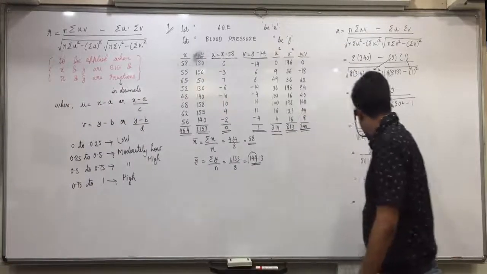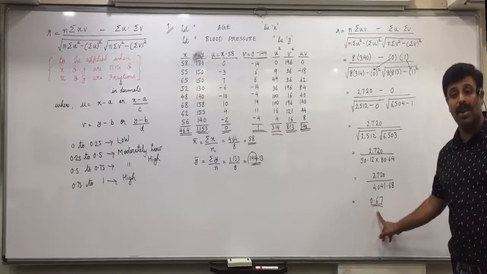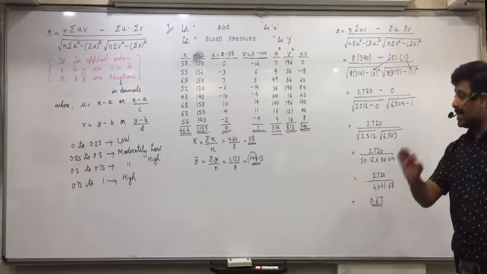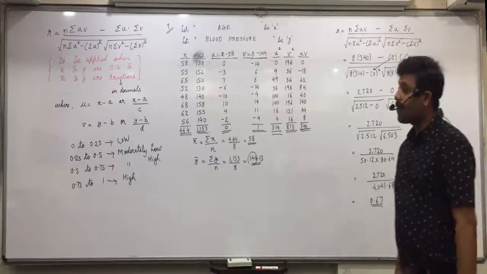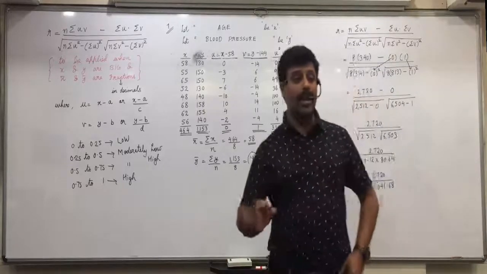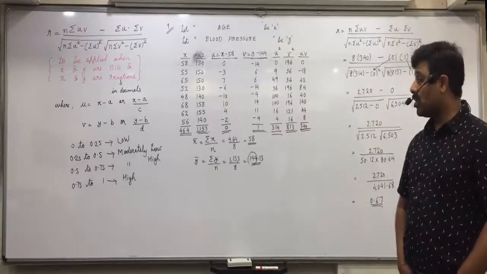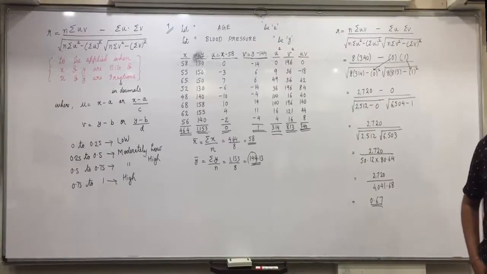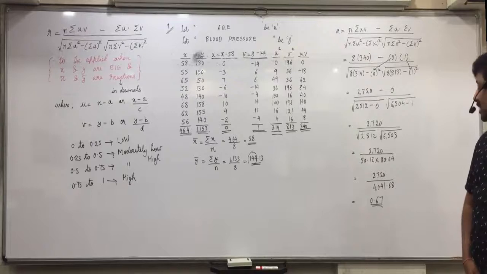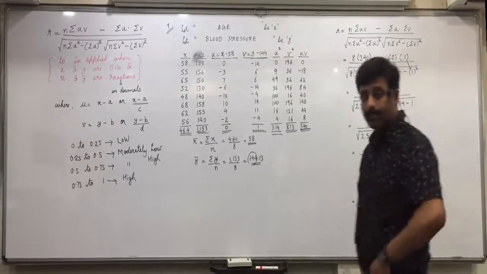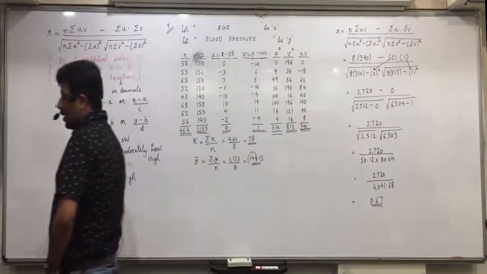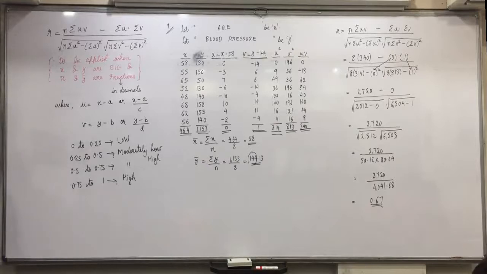This is between 0.5 and 0.75, so we'll say moderately high. Thus there is moderately high degree of positive correlation between age and blood pressure. So all are clear with this? Yes.